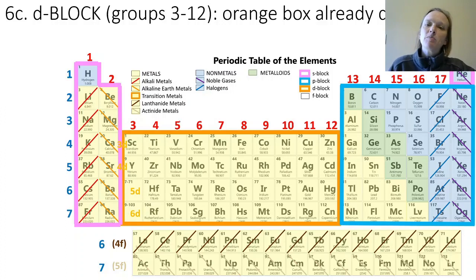The D block on the periodic table, we've actually already labeled the D block. The D block is the same as the transition metals. It's this orange box that we put on the periodic table before. And so we can just update the legend. We don't have to actually add anything on the periodic table because it's already been done.